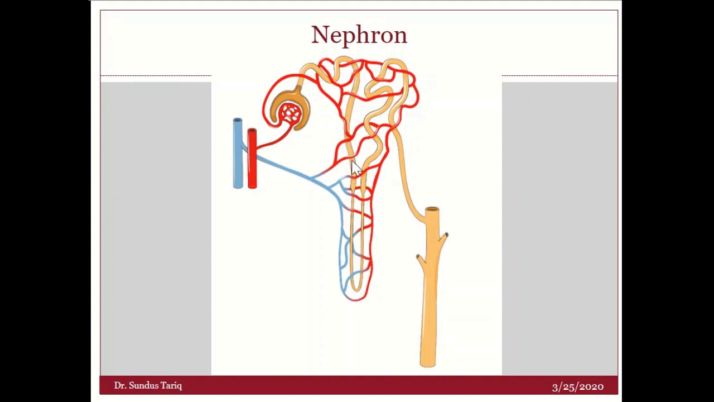Then we have a U-shaped structure which is called the loop of Henle, and extending from the loop of Henle is another convoluted structure which is called the distal convoluted tubule, and then we have the collecting tubule and the collecting duct. So this whole is a tubular structure, and it is meant for collecting the components from this artery and formation of urine.